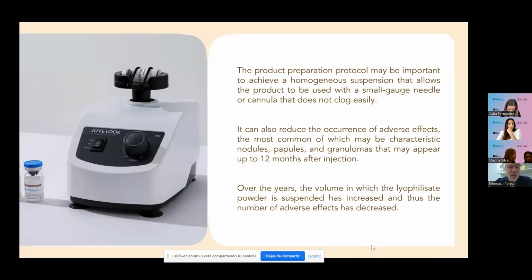Some studies have shown that good preparation of the product can reduce the adverse effects. Over the years, the volume in which the lyophilizate powder is suspended has increased, and thus the number of adverse effects has decreased. So the more volume, the less problems.